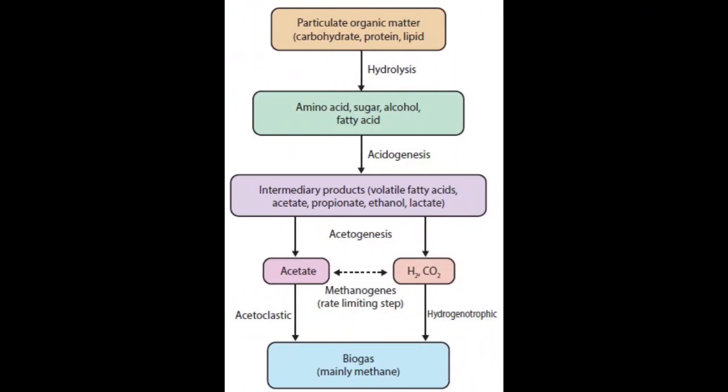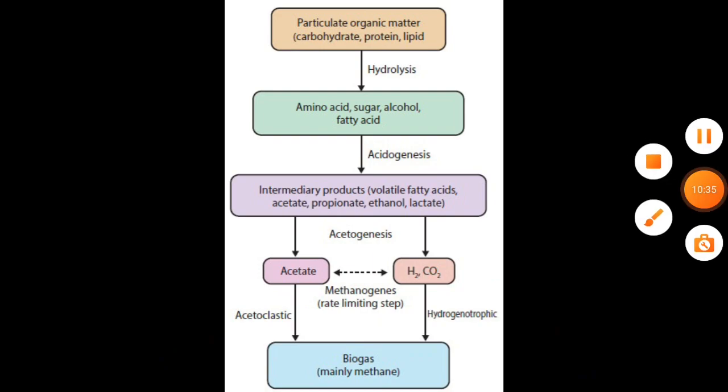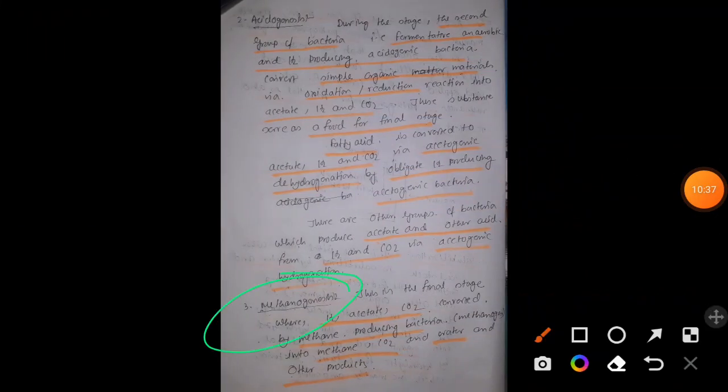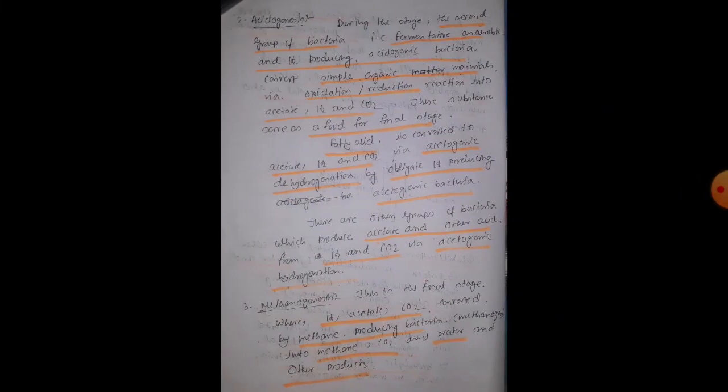So don't bother about the acetoclastic and hydrogenotrophic terms. I have mentioned it as the methanogenesis step, which is performed by methanogenic bacteria. So that is the concept of biogas production.